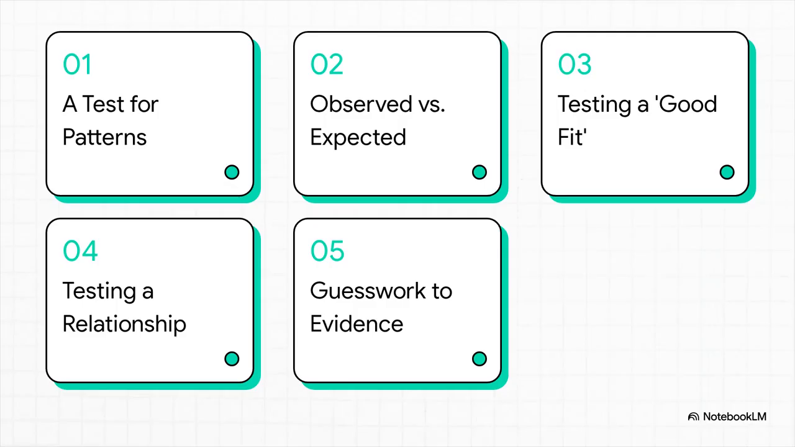All right, so here's our game plan. First, we'll talk about the basic question this test is built to answer. Then, we'll get into the simple but really powerful logic behind it. After that, we're going to walk through two real-world examples, one about worker mistakes and another about, of all things, shampoo, before we wrap it all up by seeing how this test turns our hunches into actual solid evidence.